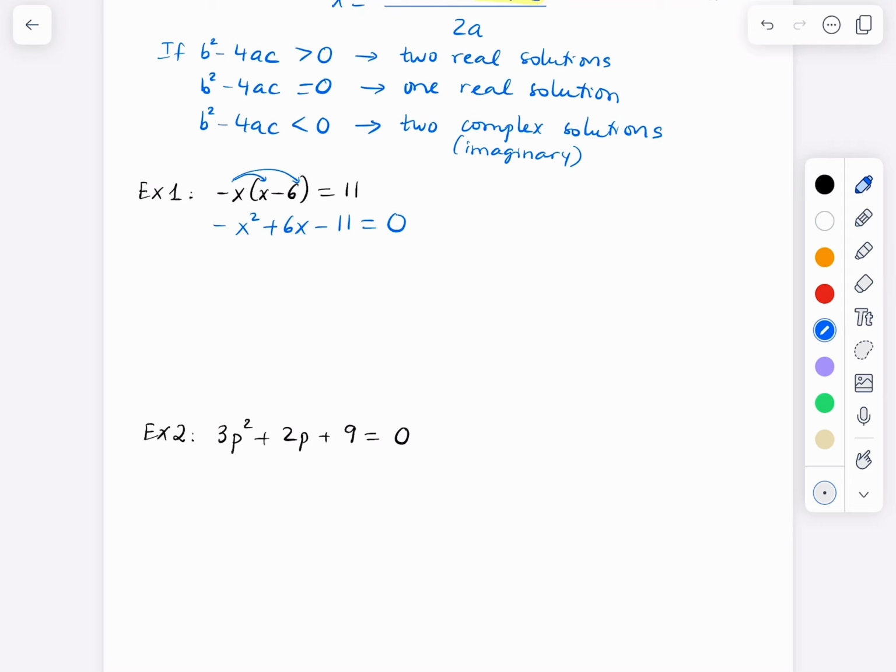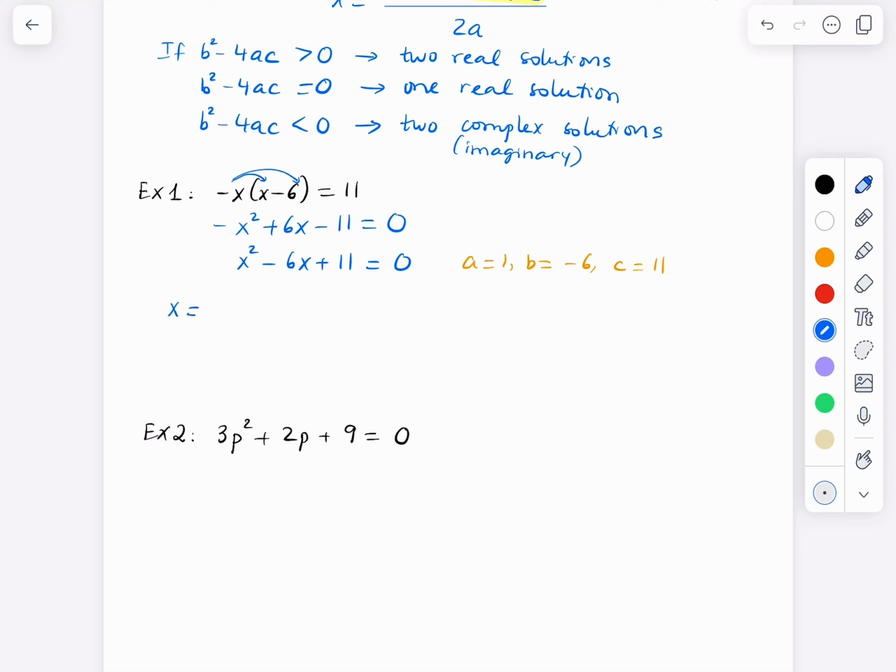Now I want to get rid of that negative in front of that x squared, just in case I would decide to factor, it'll be a lot easier. Or even if you use the quadratic formula, it will be easier as well. So I can divide everything by negative 1, and that will give us x squared minus 6x plus 11. As you can see, I am reversing all the signs, and 0 divided by negative 1 is still going to be 0. Now let's use the quadratic formula. So here a is 1, b is negative 6, and c is 11.